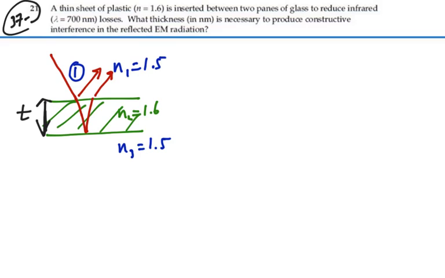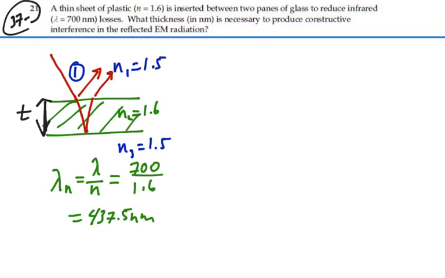So within the plastic, the wavelength will be equal to the wavelength in a vacuum divided by the index of refraction of the plastic. So that's going to be equal to 700 nanometers divided by 1.6, and that is 437.5 nanometers. That's the wavelength inside the plastic.